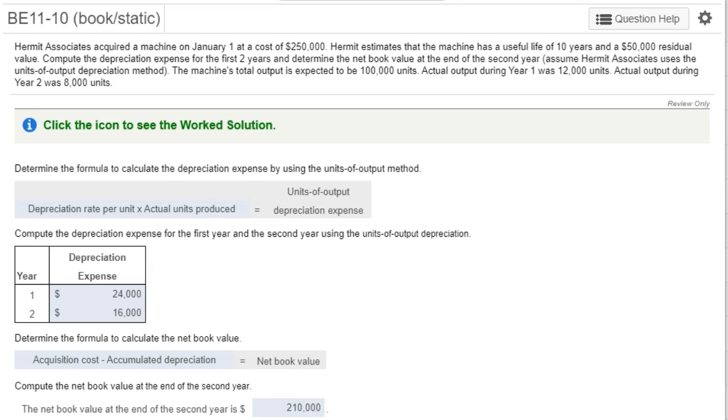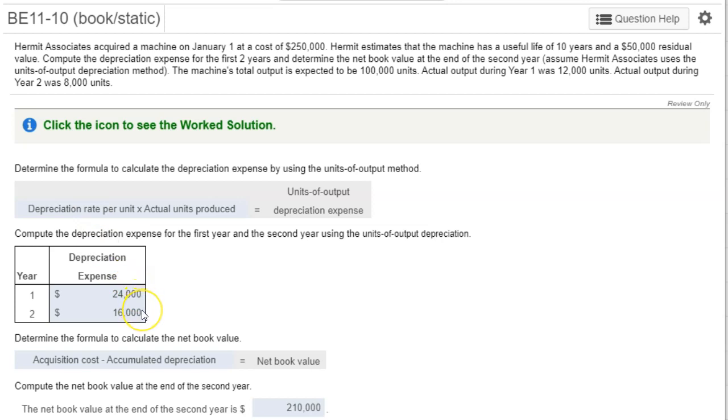Now, of course, that doesn't give us depreciation expense. So you can note here there is another formula that says, how do we find depreciation expense? We take that rate per unit, and then we look at the actual units that are produced each year. That'll give us the depreciation expense for that year. So let's look at actual output during year 1. It was 12,000. We take 12,000 and we multiply that by the depreciation rate, which we already determined to be 2. 2 times 12, that'll give us 24,000 in depreciation expense in year 1.